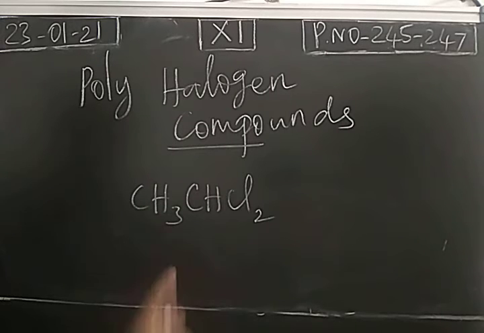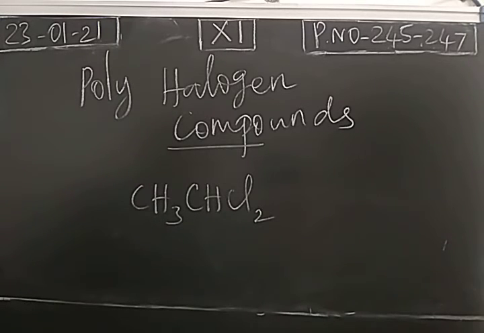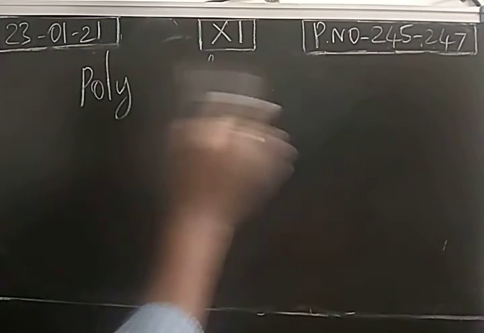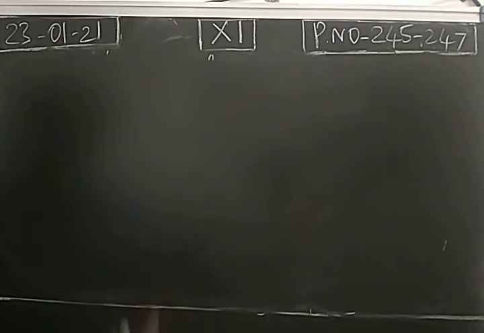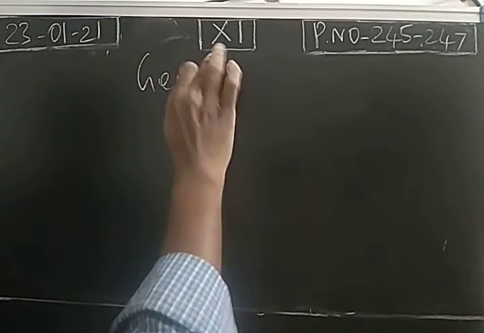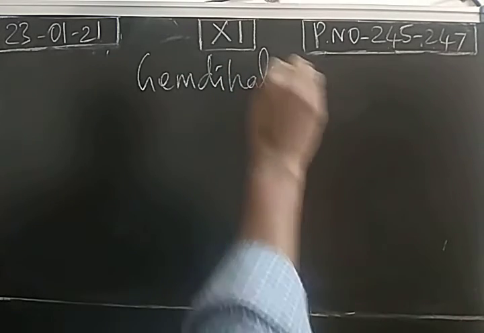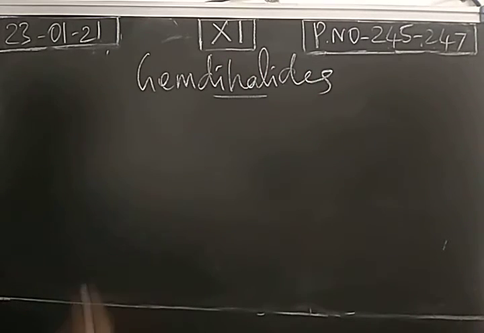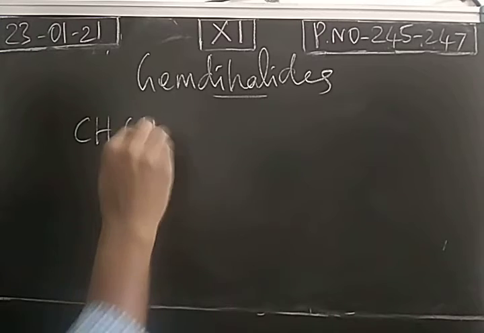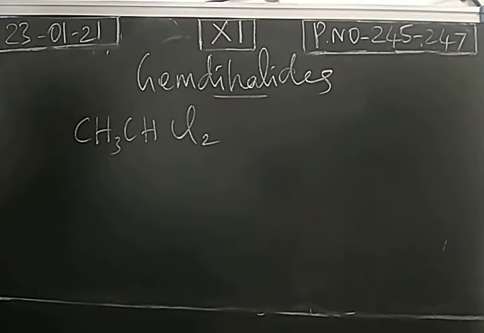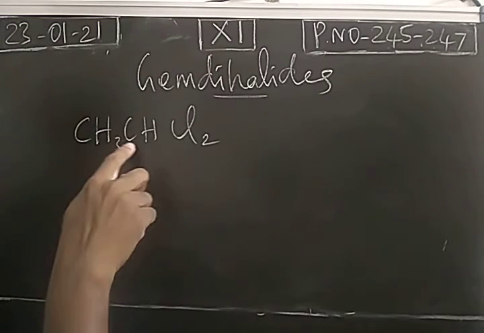Consider this organic compound. More than one halogen is present. So if any compound has more than one halogen, we call it a polyhalogen compound. There are two common polyhalogen compounds. First one, gem dihalide. Example, CH3CHCl2. So gem dihalide represents two halogens attached to the same carbon.